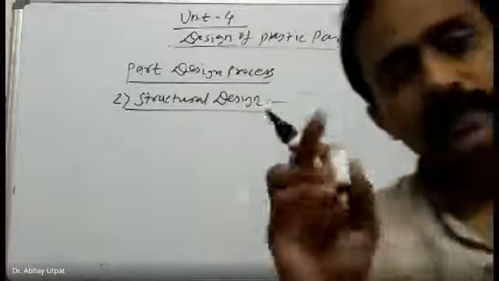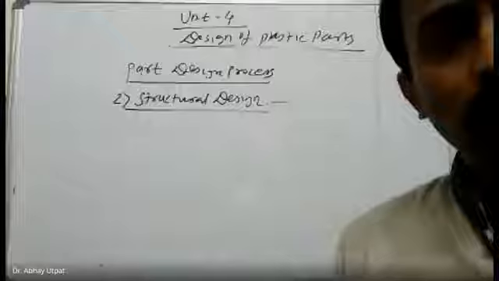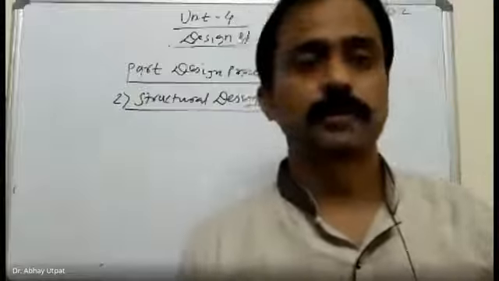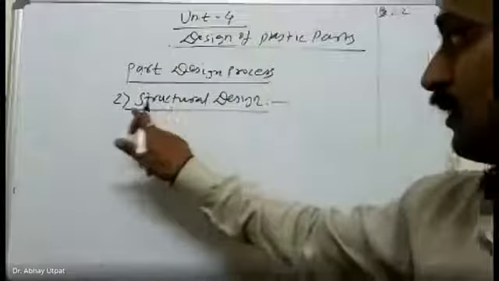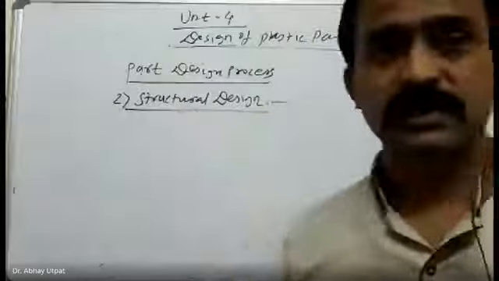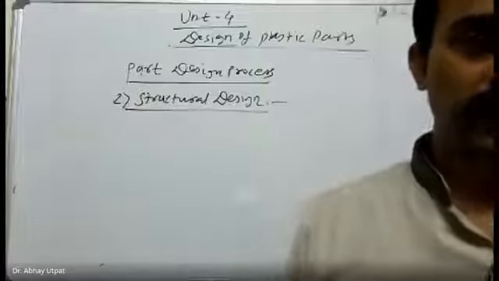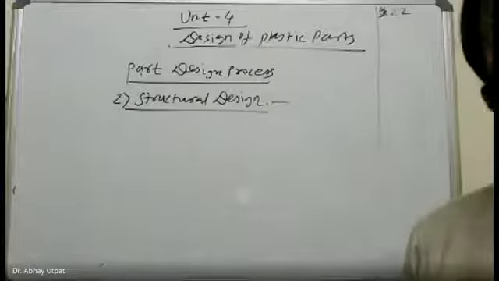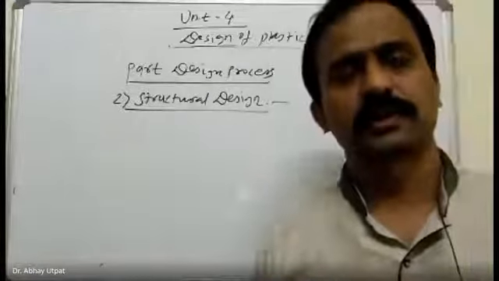You are the design engineer. Roll number 67, Prashant. Yes, sir. You are a design engineer and I have asked you to design one plastic component. What is your idea about this structural design? Tell. Strength and rigidity of structure. Correct. No problem. So you go on telling, answers will be correct.